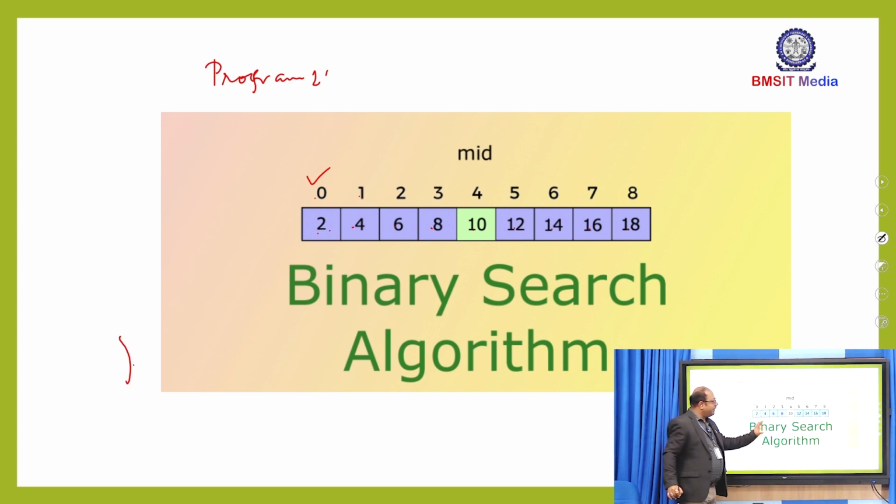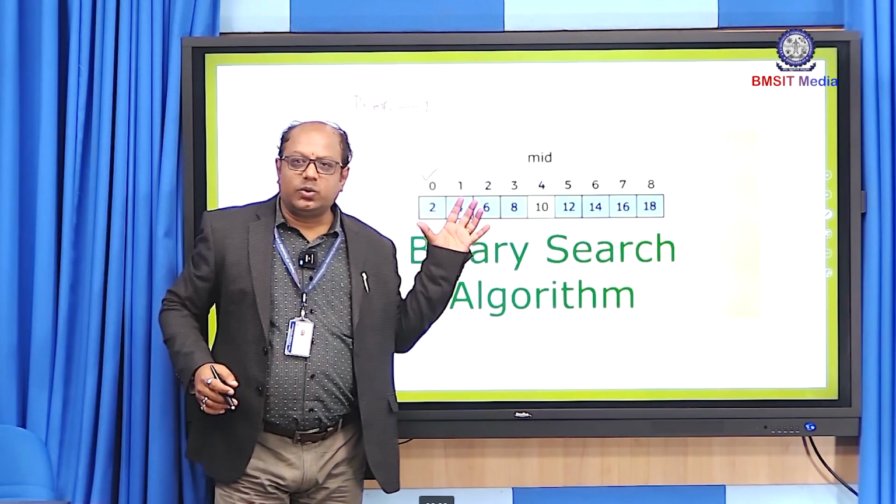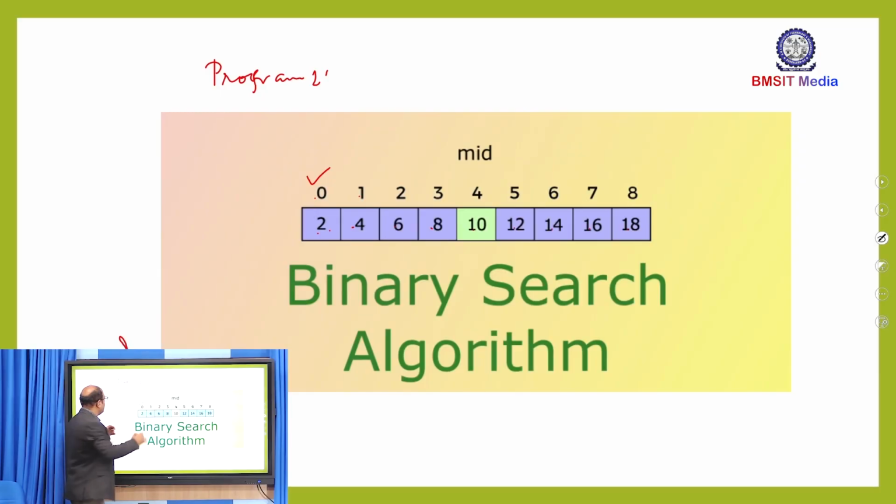The idea in this particular binary search is, suppose I have these elements: 2, 4, 6, 8, 10, 12, 14, 16 and 18. Out of these elements, I would like to find a key element.